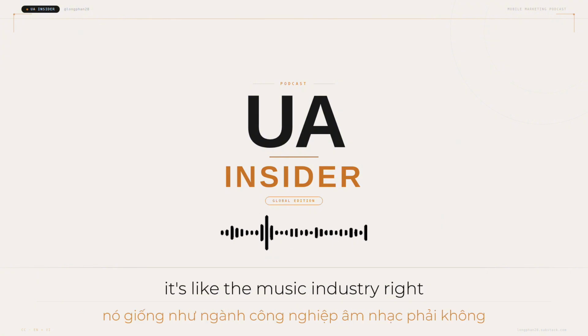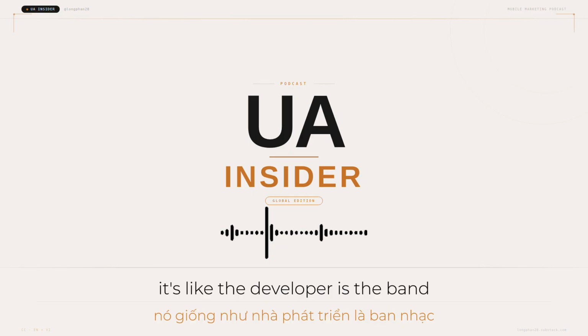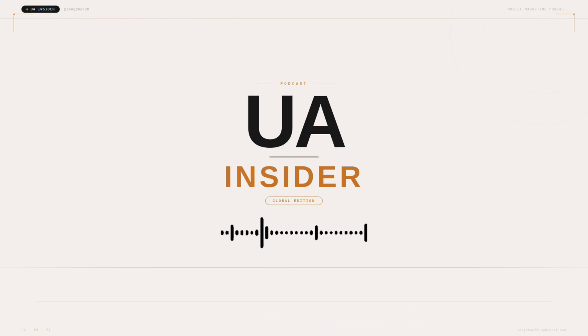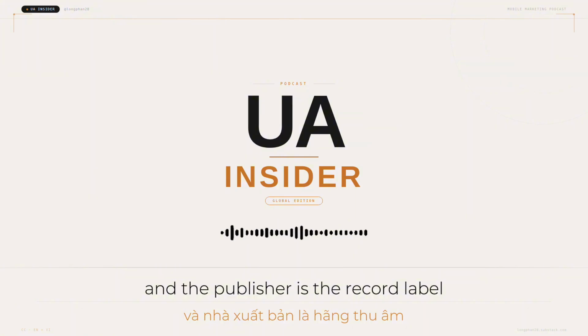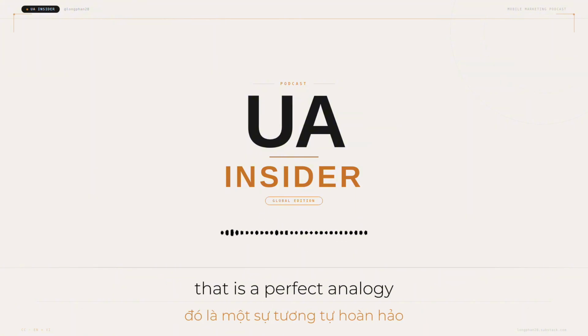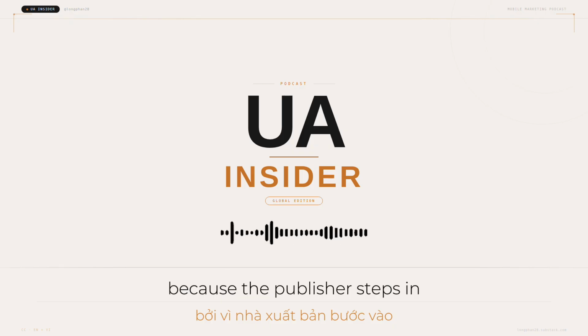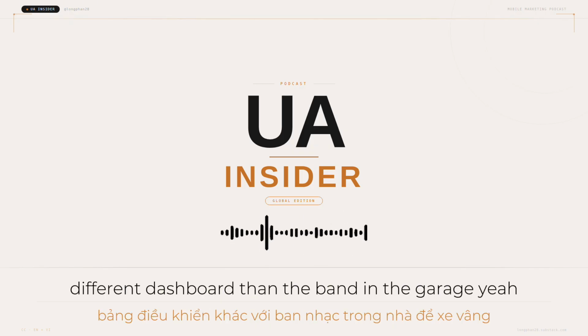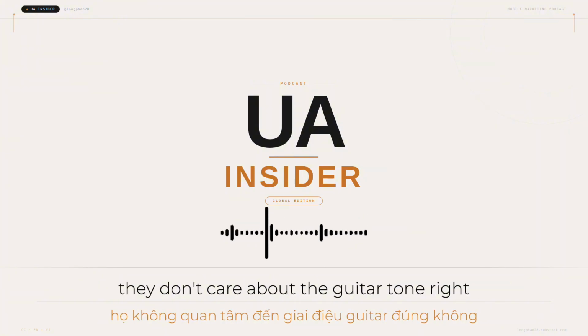It's like the music industry, right? It's like the developer is the band. They're writing the songs in the garage, obsessing over the guitar tone, and the publisher is the record label. They're the ones getting the song on the radio and actually selling the concert tickets. That is a perfect analogy because the publisher steps in and they are looking at a completely different dashboard than the band in the garage. Yeah, they don't care about the guitar tone.